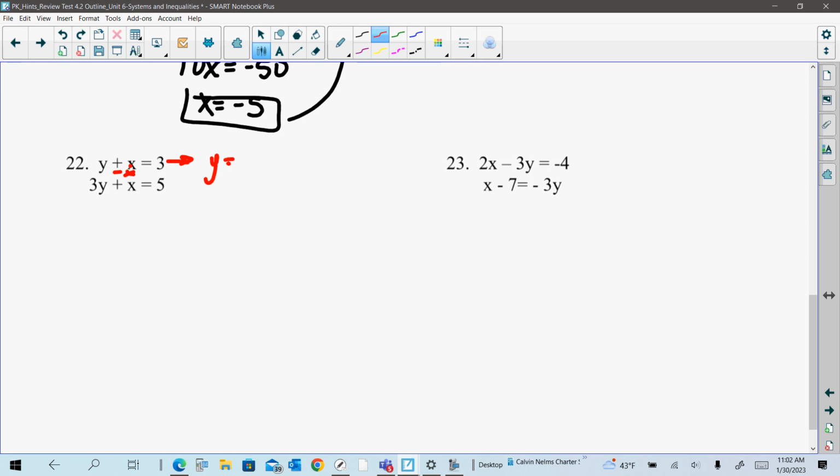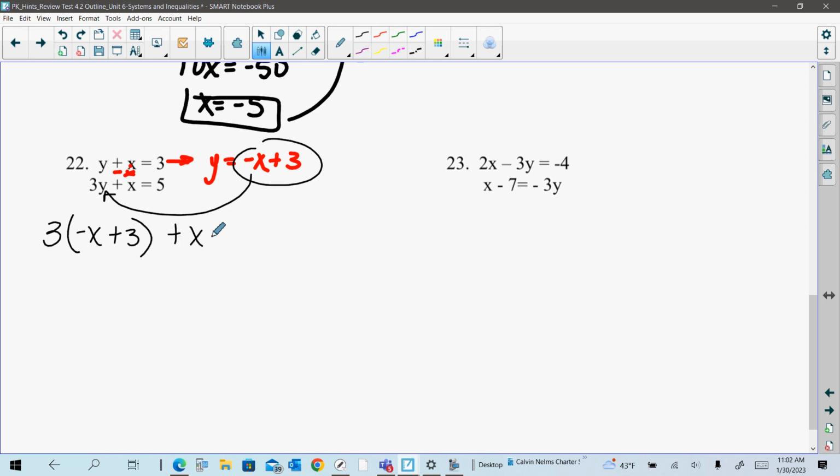So y equals negative x plus 3. Now you can substitute this back into the second equation for y. You will have some decimal answers. So 3 parentheses negative x plus 3, then plus x equals 5. So this becomes negative 3x plus 9 plus x equals 5.